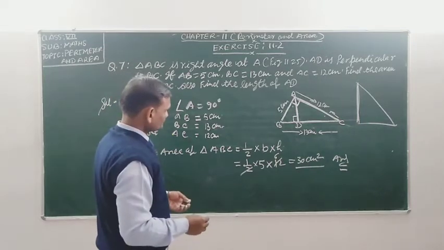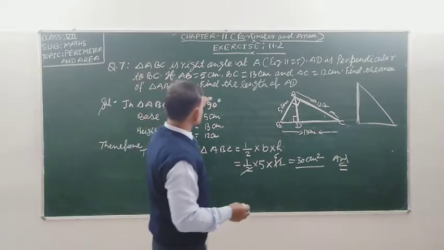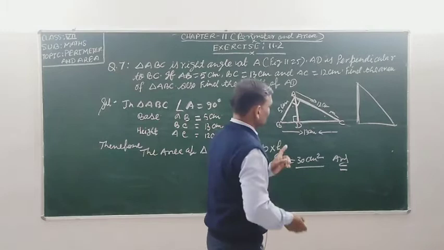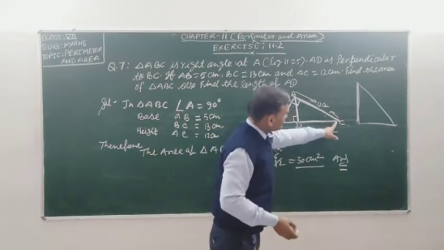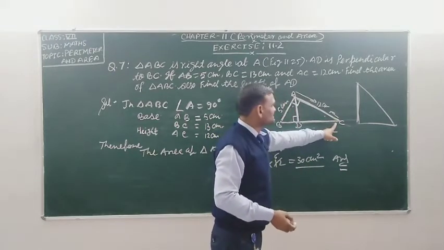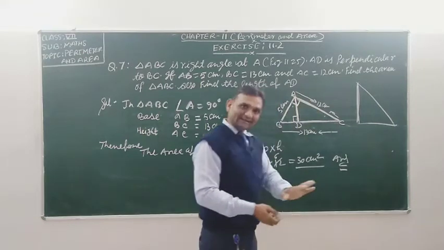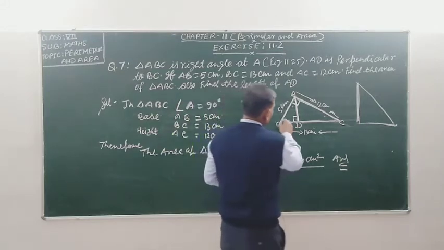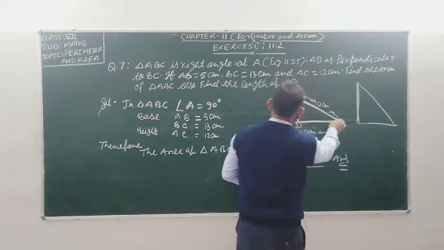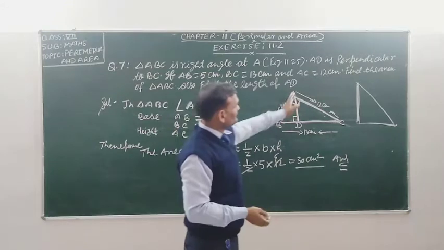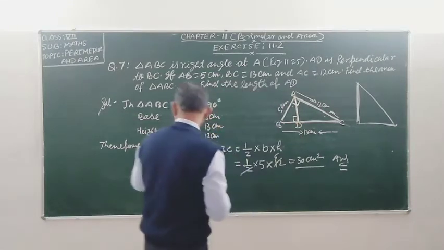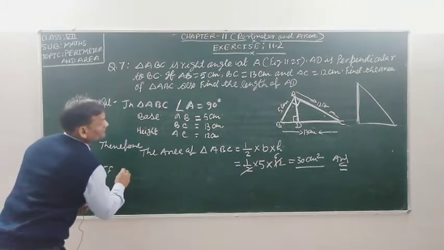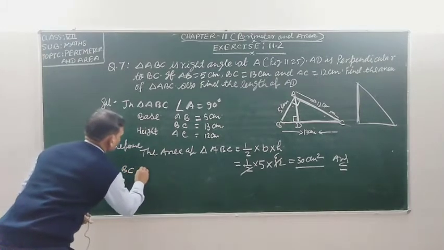So student, now again the question is asking me, find the length of AD. If BC is the base, then AD will be the height of the triangle. It's sure. If BC is the base, then AD will be the height.